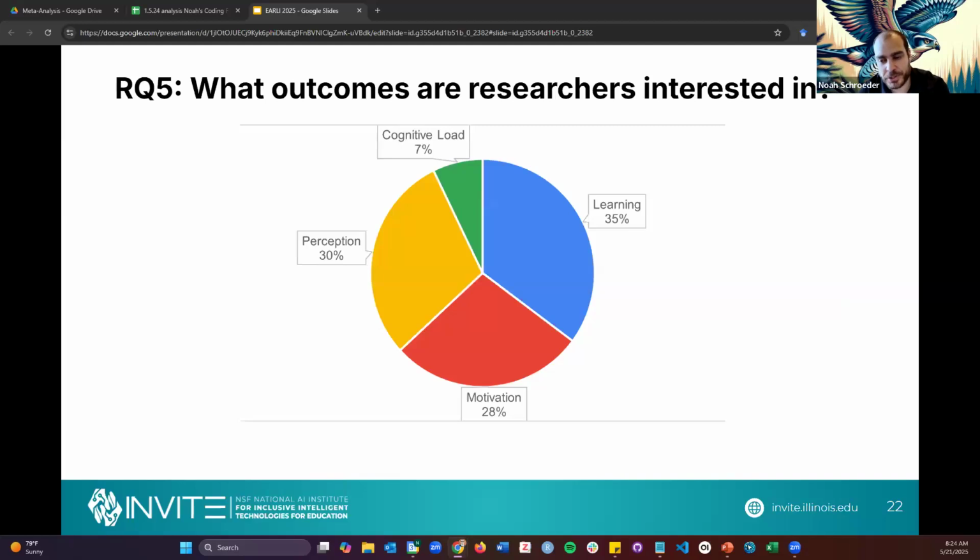In terms of what outcomes people were interested in, a lot of learning, a lot of motivation, a lot of perception, very little cognitive load.